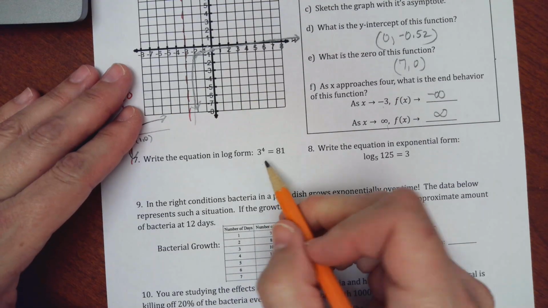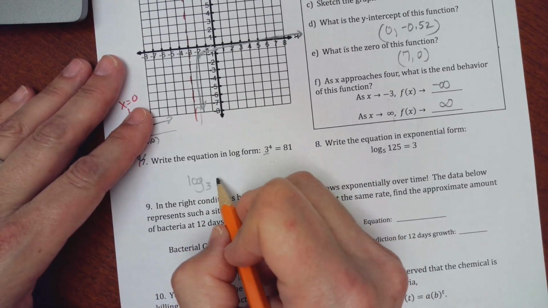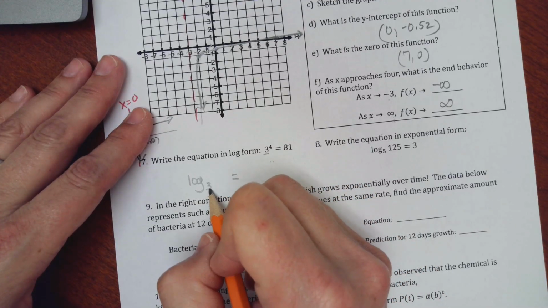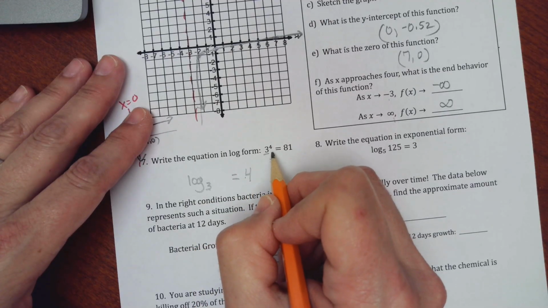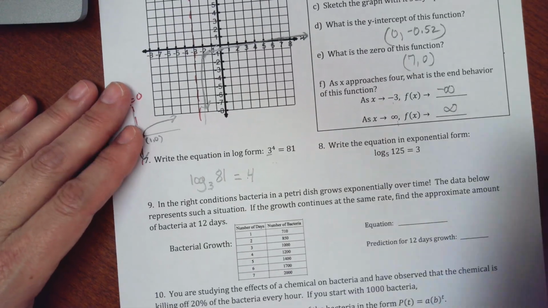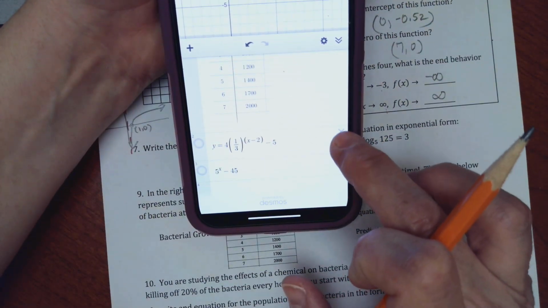When something is an exponential form, you know this is your base, so you say log with base 3. I usually like to leave a little space right here and put an equal sign because this is my base. My power goes over here, so 4. And then the answer, 81, goes right there.